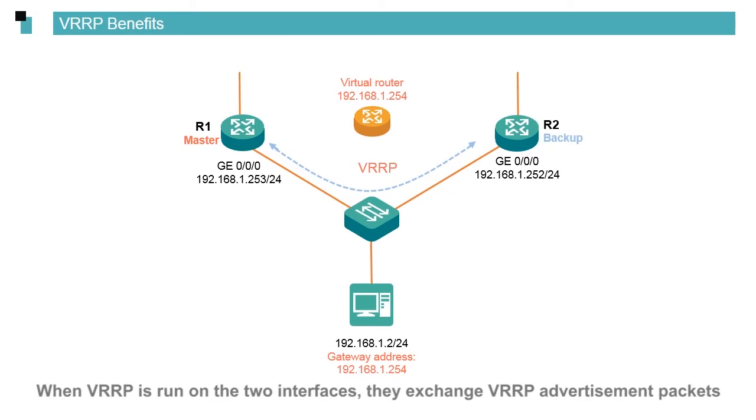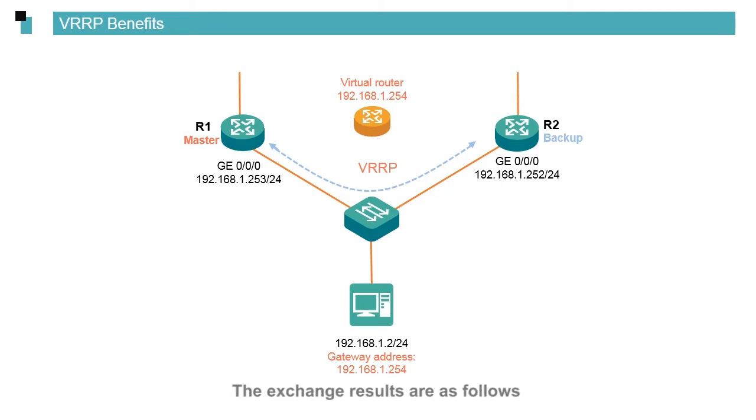When VRRP is run on the two interfaces, they exchange VRRP advertisement packets. The exchange results are as follows. First, they generate a virtual router. See the figure. The virtual IP address of the virtual router is 192.168.1.254 and is not independently occupied by any router. The virtual router is configured as a gateway.